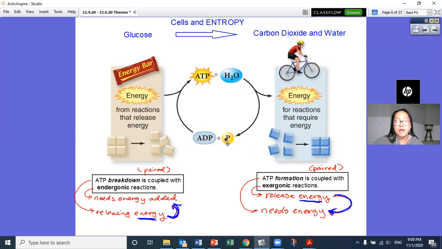So this reaction right here with the plus needs to require a little bit of energy added in. So this reaction is an endergonic reaction. So you have to add a little energy in to make sure that it gets back to this ATP molecule that we really need.